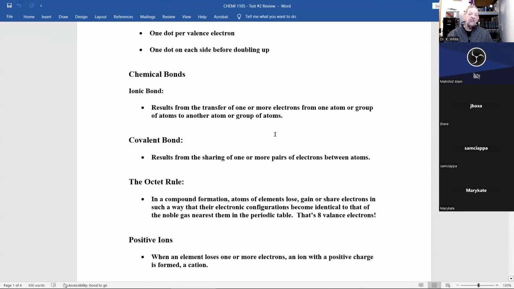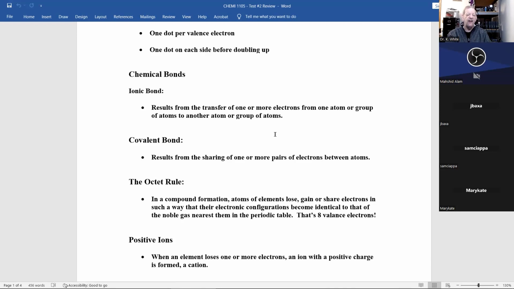Now, next I started talking about chemical bonds. You should know there are 2 types of chemical bonds, ionic and covalent. And this is a definition you should memorize. What is an ionic bond? It's the transfer of 1 or more electrons from one atom or group of atoms to another atom or group of atoms. That's an ionic bond.